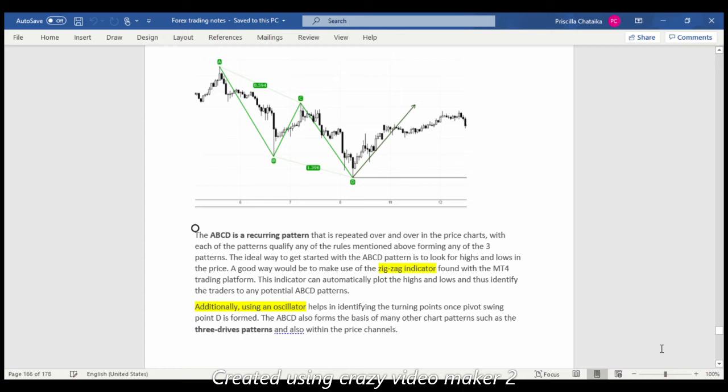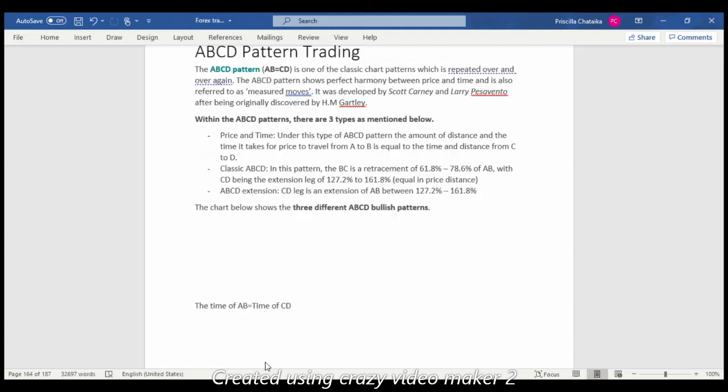So if you're interested in swing trading, trading reversals, or trading pullbacks, this one's for you. Hi guys, hope you're well. Welcome back. Let's go through the ABCD strategy.